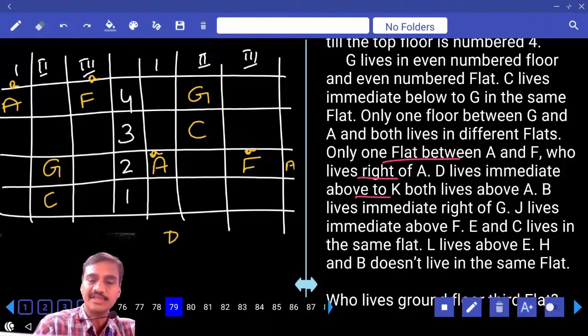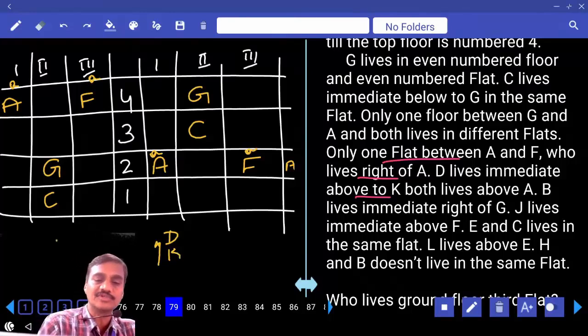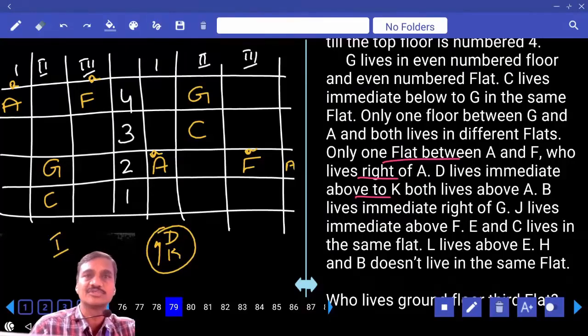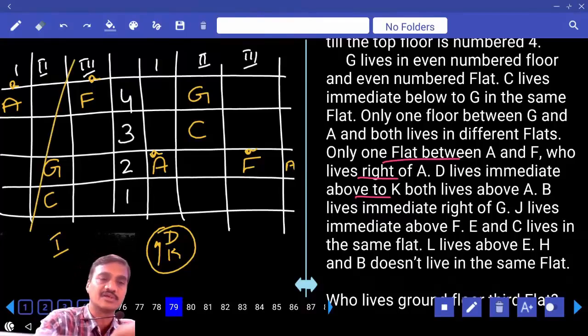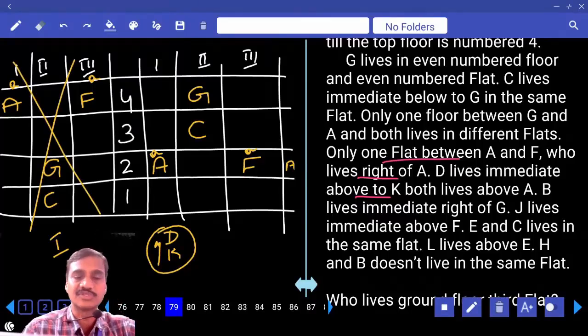F lives to the right of A. D lives immediately above K, and both live above A. D is immediately above K and both these persons are above A. In the first case, is it possible to have D and K above this A? No, because A himself is staying on the topmost floor. And the first case is ruled out.